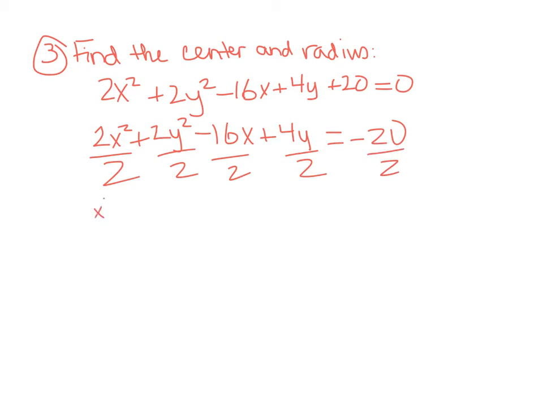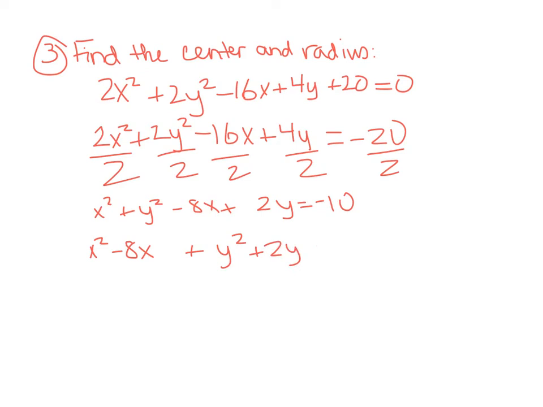And that gives me x squared plus y squared minus 8x plus 2y is equal to negative 10. Next thing I need to do, and you could have probably done this in the first step also, is group together your x terms and your y terms. So I have x squared minus 8x, and I have y squared plus 2y. These are going to go together. You can put them in parentheses.